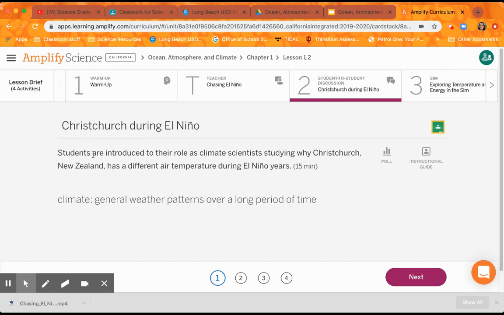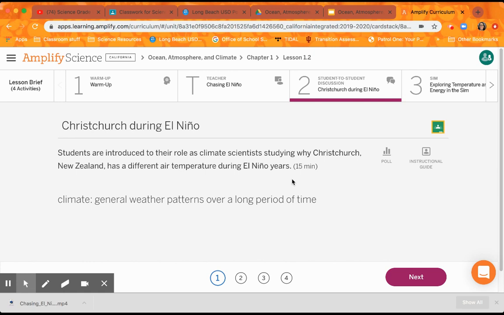What we're going to be doing is students are introduced to their roles as climate scientists, studying why Christchurch, New Zealand has a different air temperature during El Nino years. Now, I know many of you are Spanish speakers, so El Nino, right? Translate that for me, okay? Now think about El Nino years. Very interesting why they're naming this type of air temperature change El Nino.